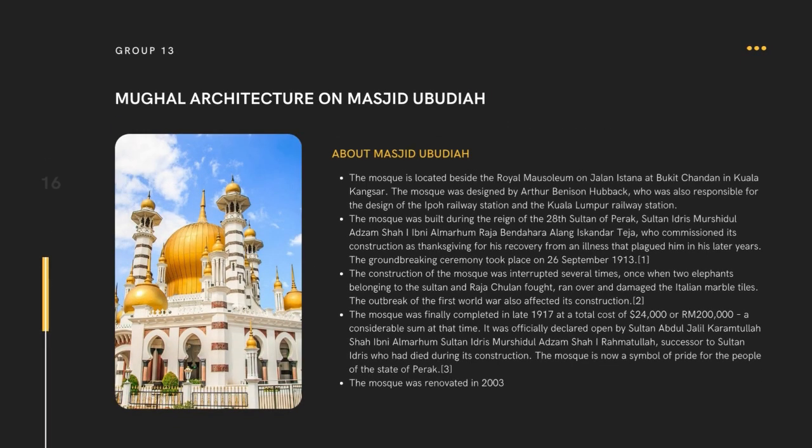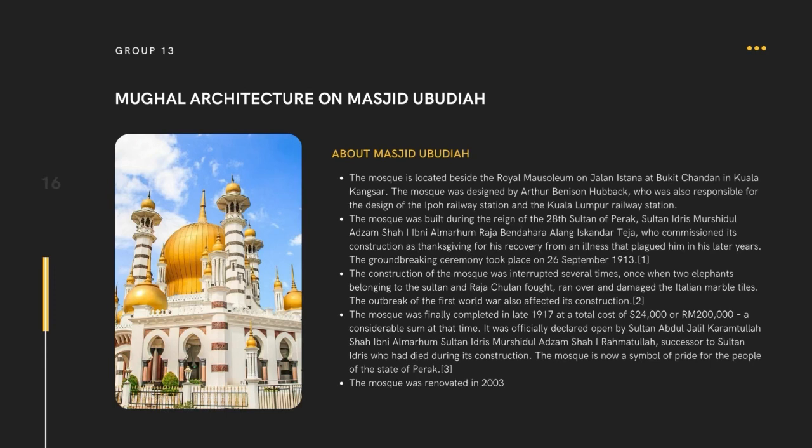Next is the Mughal architecture on Masjid Ubudiah. The mosque is located beside the Royal Mausoleum on Jalan Istana at Bukit Chandan in Kuala Kangsar. The mosque was designed by Arthur Benison Hubback, who was also responsible for the design of Ipoh Railway Station and the Kuala Lumpur Railway Station.